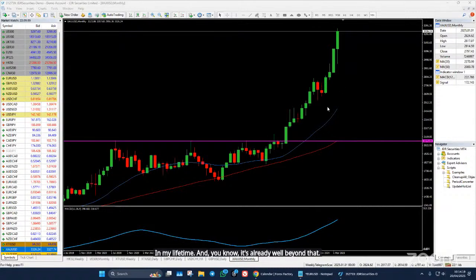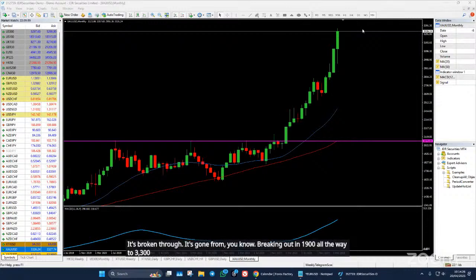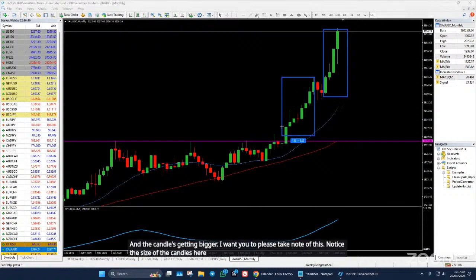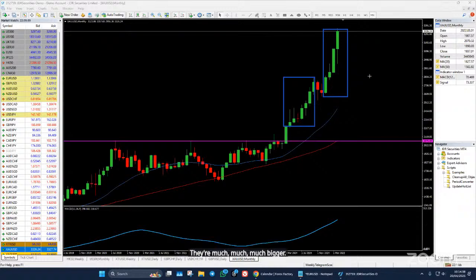It's gone from breaking out at 1900 all the way to 3,300 within a few years. And the candles are getting bigger. I want you to please take note of this. Notice the size of the candles here versus the size of these candles here. They're much, much bigger. That can often be in the last part of the market's movements.